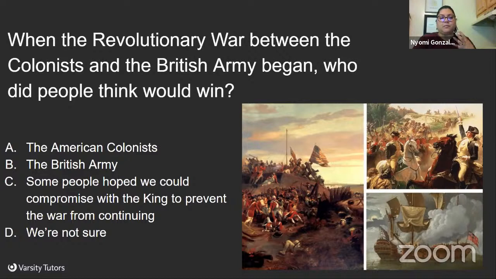So do you think it was A, the American colonists, B, the British and the British Army? C, do you think that some people were really just hopeful that we could compromise with England and the king and maybe prevent the war from continuing and just stop it altogether? Or D, are we not sure? So this is one of those questions that you really got to put your thinking caps on. We have been part of the British Empire for a very long time by the time war started in 1775. So we had a very long relationship with the British crown.